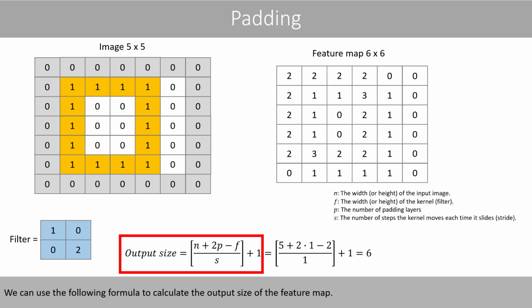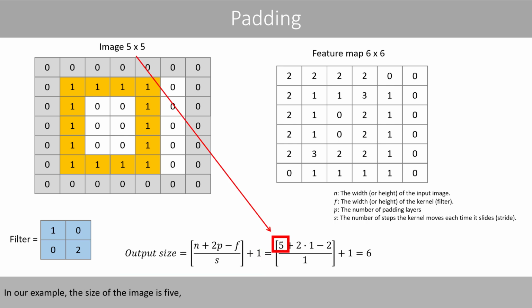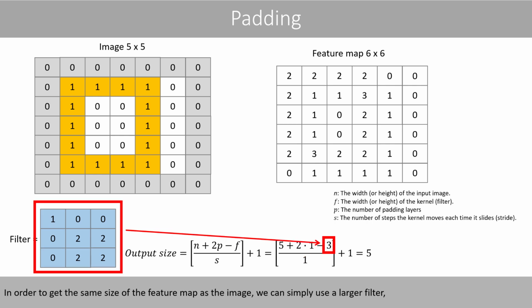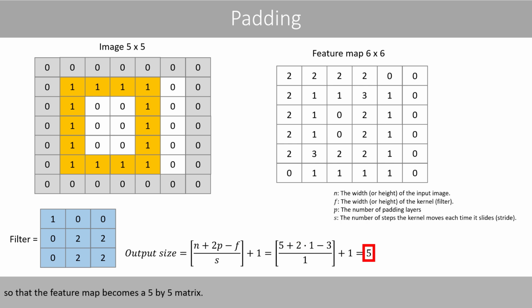We can use the following formula to calculate the output size of the feature map. In our example, the size of the image is 5, and we added one padding layer around the image and used a 2x2 filter with a stride length that was equal to 1. In order to get the same size of the feature map as the image, we can simply use a larger filter, so that the feature map becomes a 5x5 matrix.